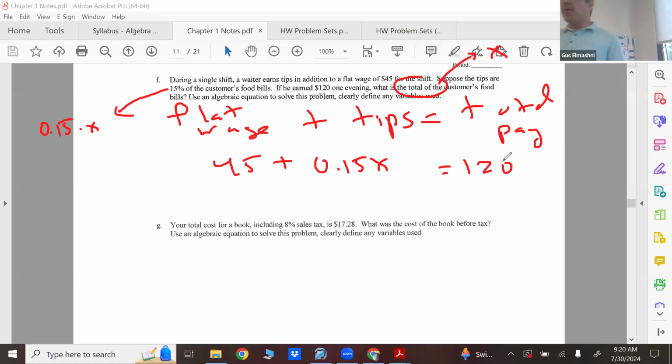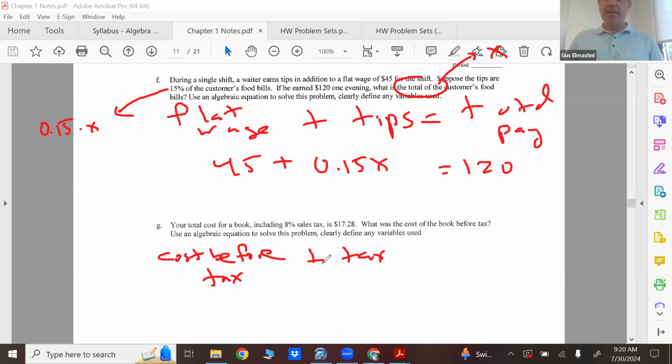Same thing here if you go to a bookstore and you have to pay tax, or wherever you go. You've got to pay tax. So the cost before tax, because maybe you look at the back of the book and say, oh, okay, this is the cost of the book, plus the tax, equals the total cost. Well, the cost I don't know. Call it X. I have no idea. The total cost is 17.28.